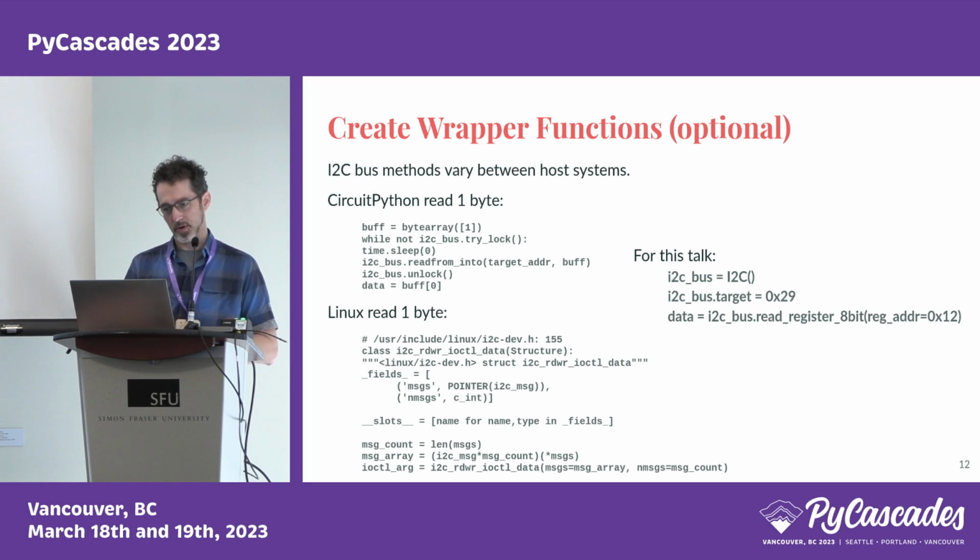But the 3 operations in code are going to be: instance an I2C bus class, set a target register on the bus, or I'm sorry, a target address on the bus, and then read or write a register address on the bus at that address.